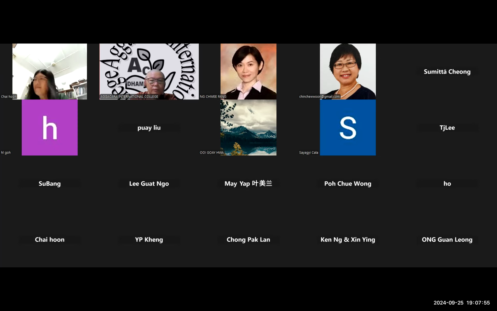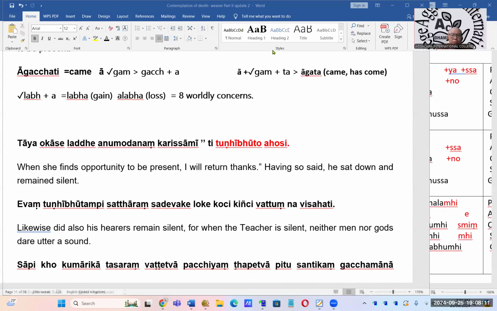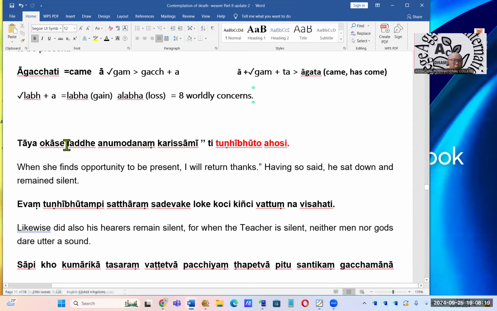Okay, this sentence. Taya okase labhe anumodanam karissami ti tumhi bhuto ahosi. Right. Okay. Now, he said down, I didn't see in the Pali, but tumhi bhuto ahosi is this one. Okay. Tumhi is keep quiet. Right? Keep quiet.